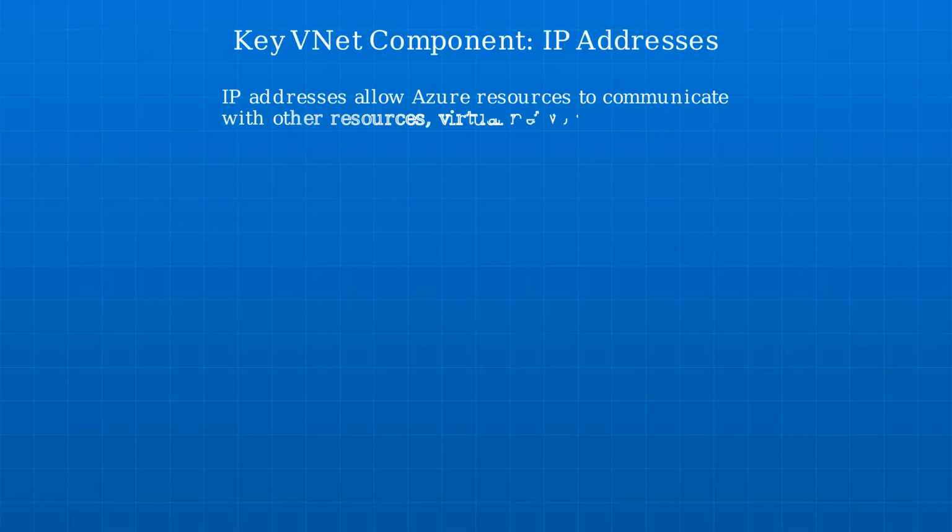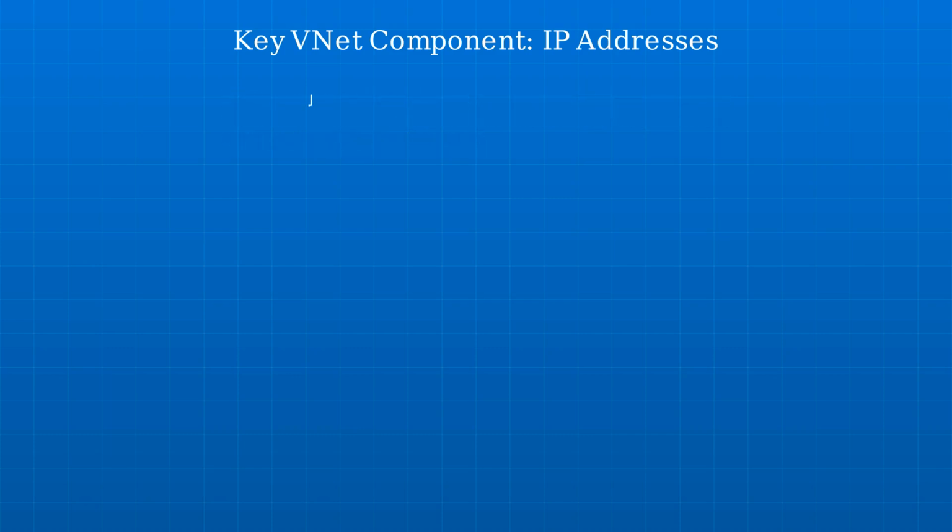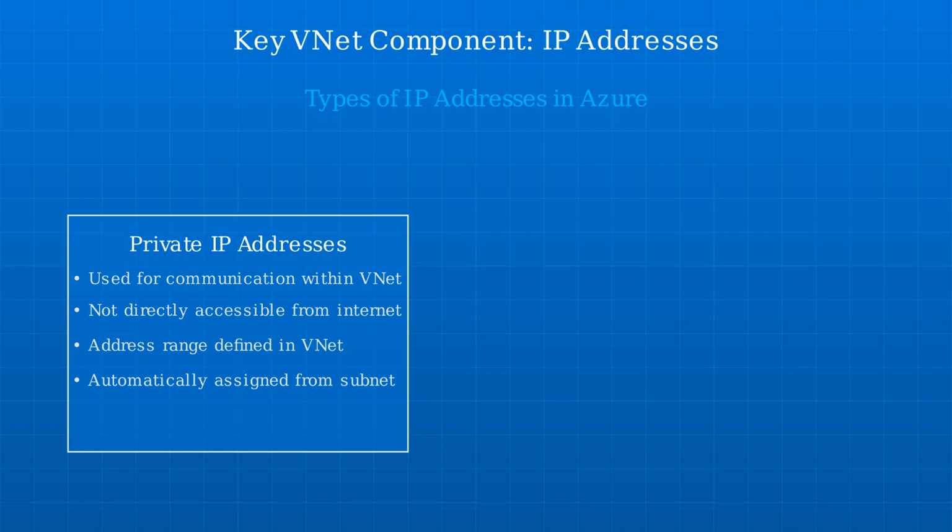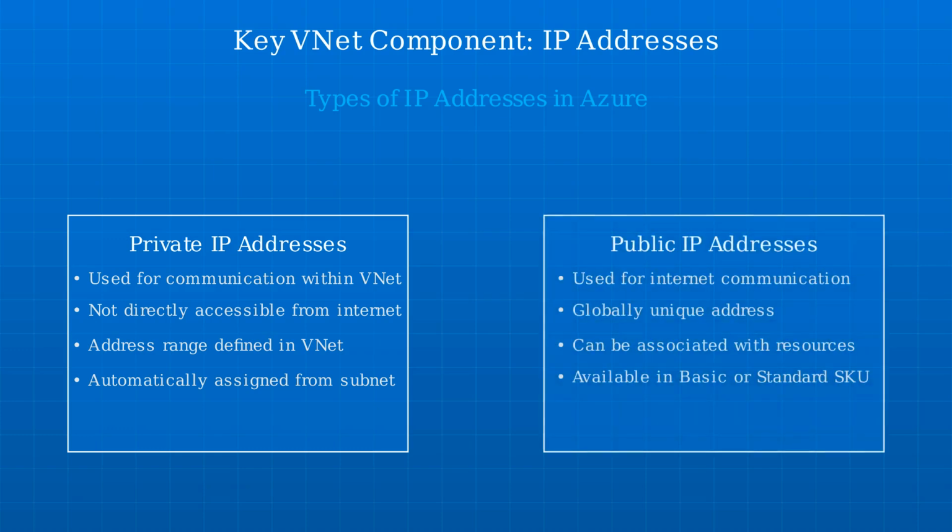IP addresses allow Azure resources to communicate with other resources, virtual networks, on-premises networks, and the internet. Azure supports two types of IP addresses, private and public. Private IP addresses are used for communication within a virtual network and aren't directly accessible from the internet. Public IP addresses allow Azure resources to communicate with the internet and other Azure services. They are globally unique addresses.